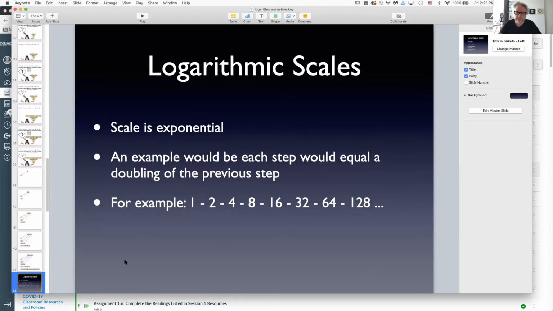This is a logarithmic scale. Again, this is the scariest word that I'll probably throw out to you guys the entire semester. It is a logarithmic scale. The scale is exponential. And an example of this would be, again, a doubling situation.